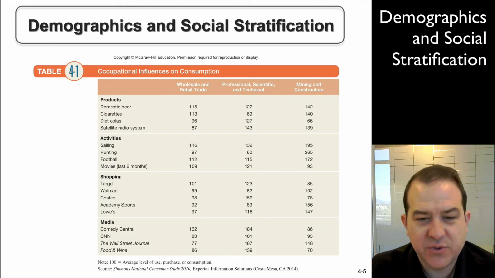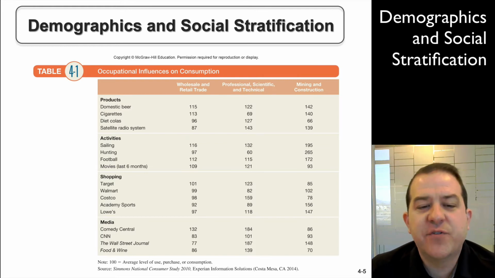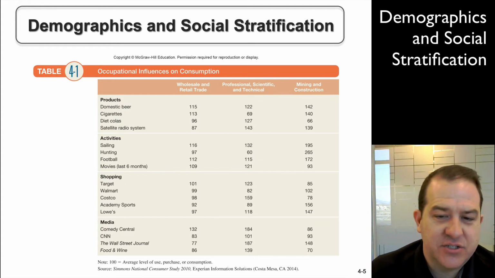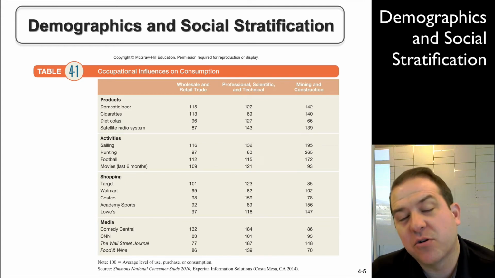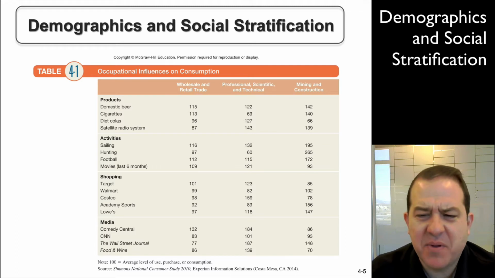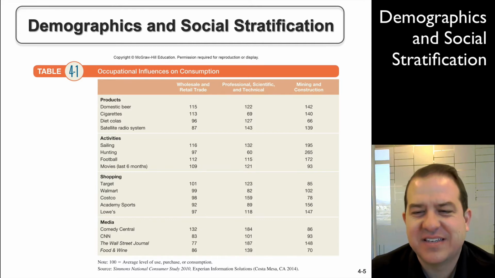If you go down to seeing food and wine at the very bottom. So they're going to read a food and wine magazine. Wholesale and retail people are less than average likely to do that, whereas professional, scientific, and technical people are more likely because it's 139. And mining construction people, they're even lower. They don't read food and wine very often, probably unless it's at the dentist's office.